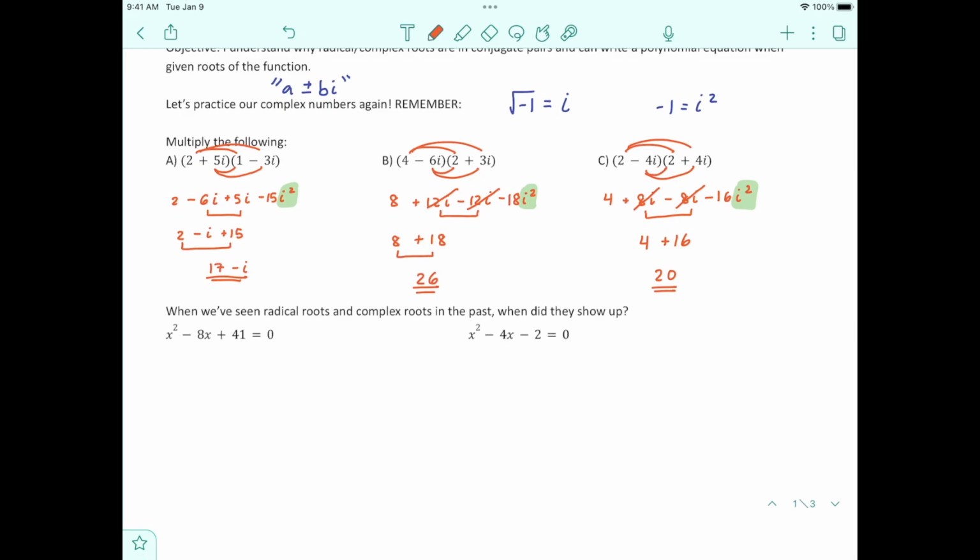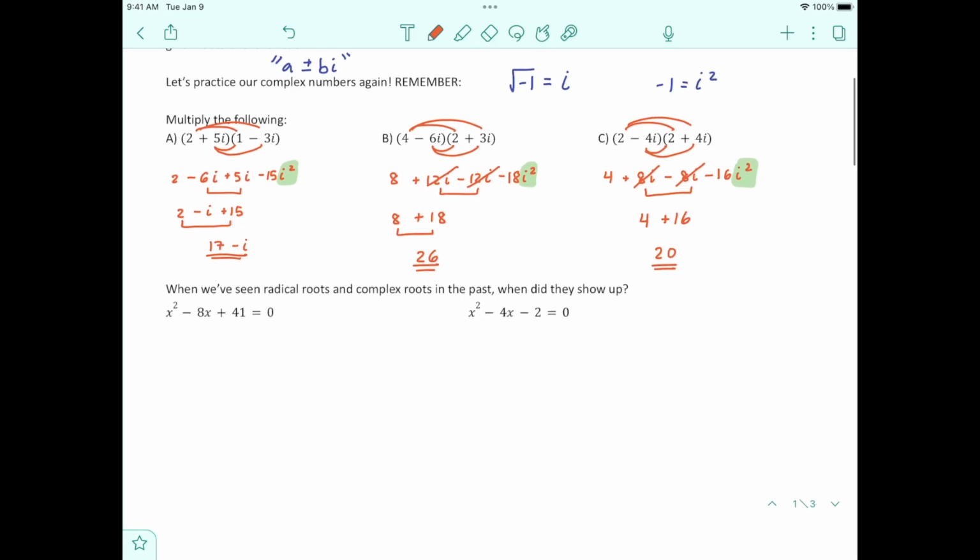Okay, so this is also review, but I do want to throw it back to the last time we saw radical roots and complex roots, and that was in our quadratics unit right before we went to winter break. So when did they show up? You can, again, pause the video and think about when that happened, but if you don't remember, really when we've seen that in the past is with the quadratic formula.